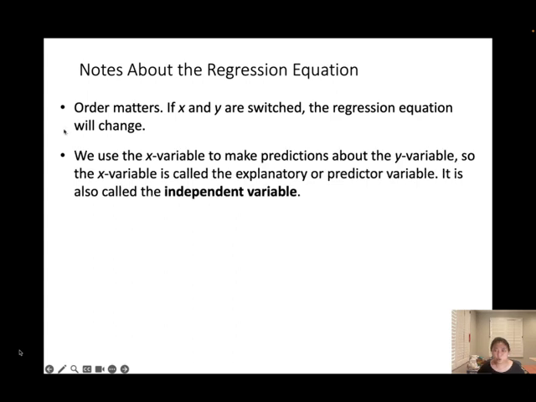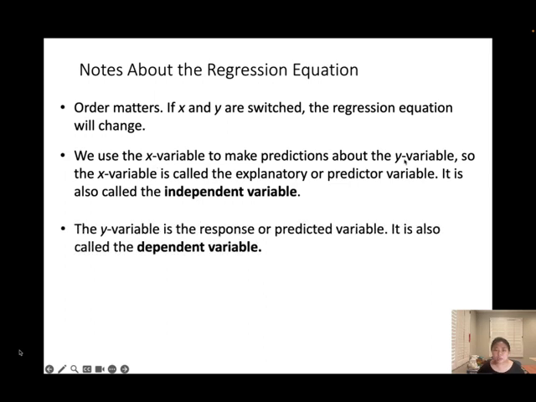We use the x variable to make predictions about the y variable. So the x variable is called the predictor variable, and it is also called the independent variable. Every time they will give you the x and ask you to find the y. And then the y variable is the predicted variable. It is also called the dependent variable. The y will be depending on your x here.